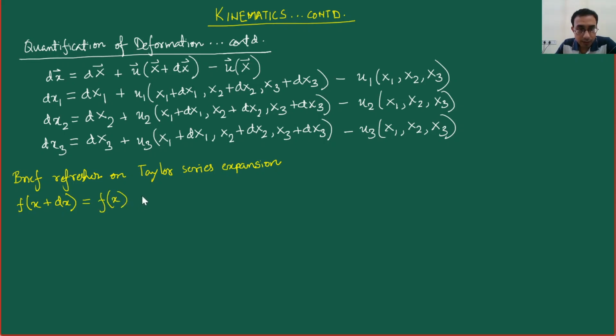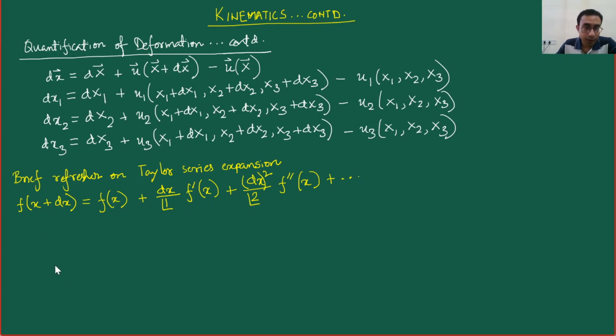f of x plus dx by factorial 1 times the first derivative of f of x with respect to x, plus dx squared divided by factorial 2 times f double dash of x, plus higher order terms. This you are all familiar with.